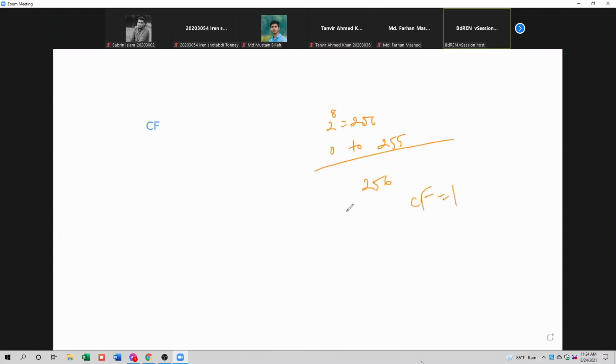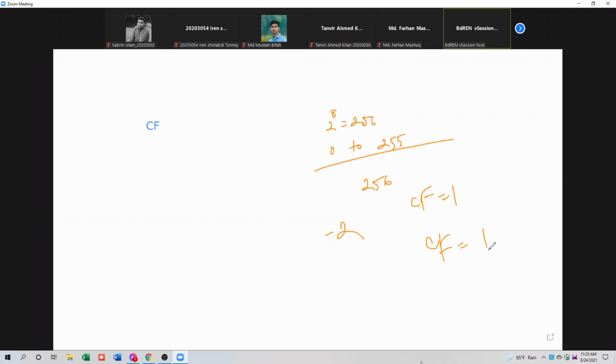Or suppose after the arithmetic operation, we got a value which is less than the range. Minus 2 is less than the range 0 to 255. So at that time also, the value of the carry flag register is 1. Is that clear? Yes, ma'am. Okay, I'm explaining it again.